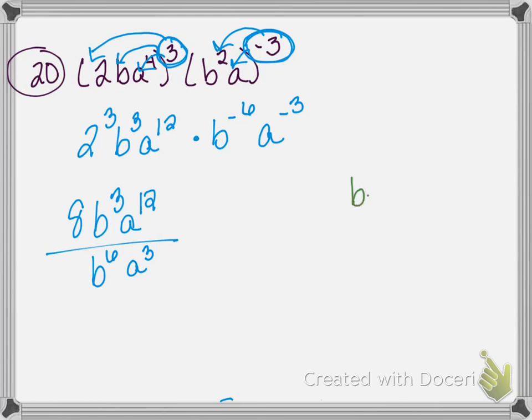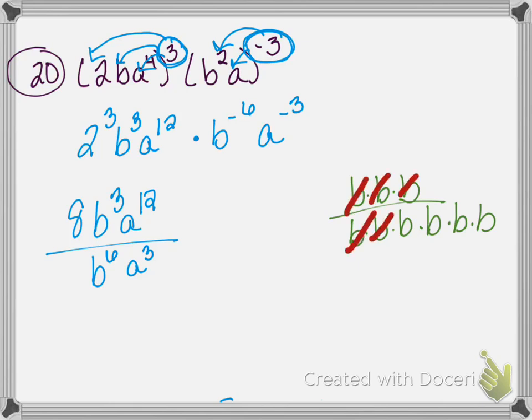Okay, think of that as b times b times b over b times b times b times b times b times b. If it's in the top and the bottom, we can mark it out. So when we do that, we're not going to have any b's left in the numerator. And we are going to have 3, so b to the 3rd power, in the denominator. Okay? A to the 12th over a to the 3rd. All of our a's in the denominator are going to be gone. And then I'm going to be left with a to the 9th in the numerator. So my final answer here is 8, a to the 9th power, b to the 3rd power.